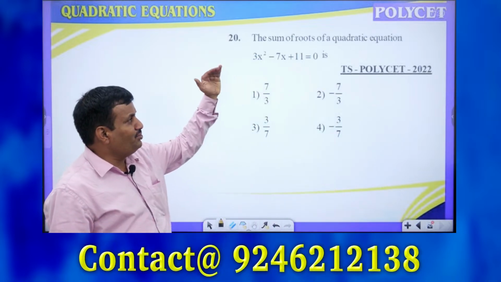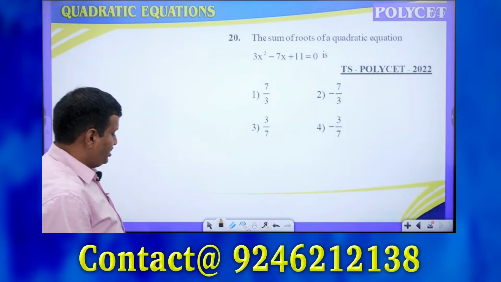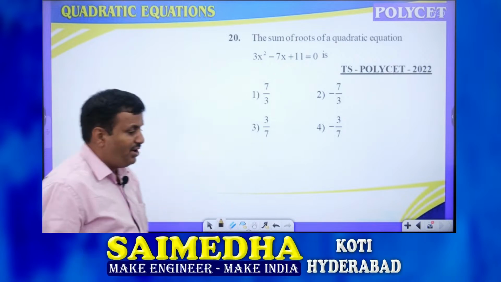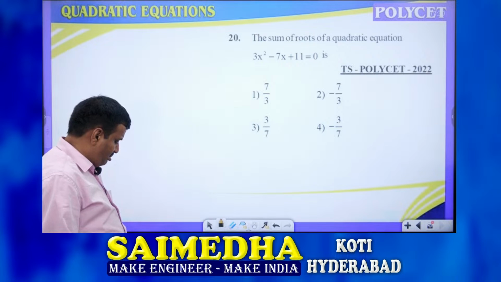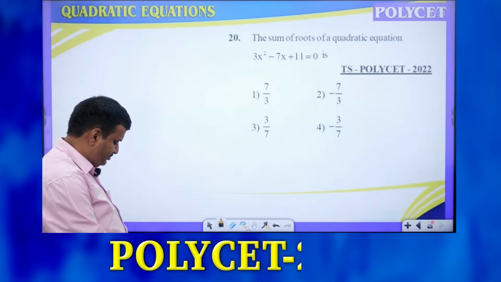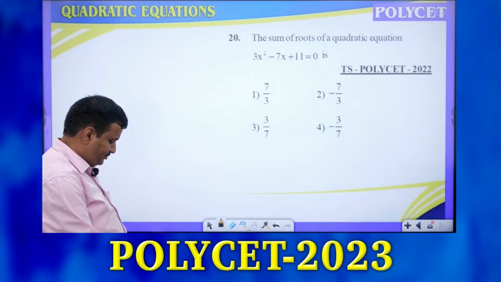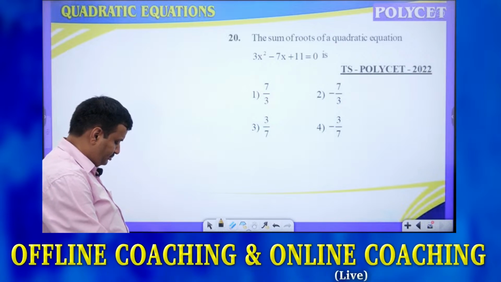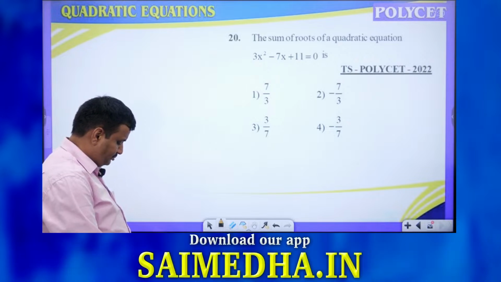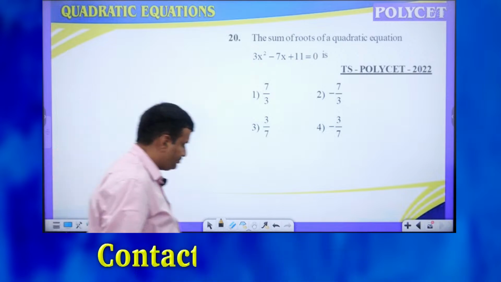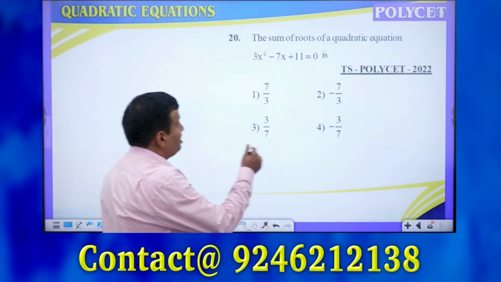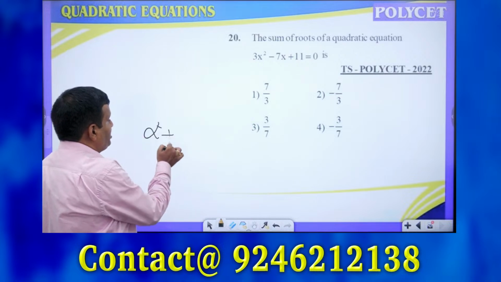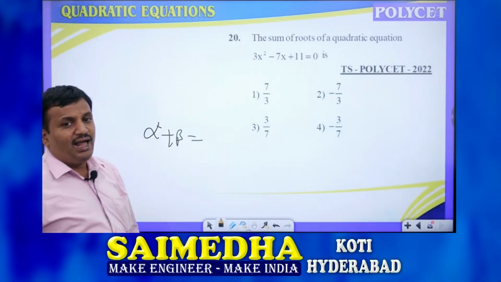The sum of the roots of the quadratic equation. What are the sum of the roots of the quadratic equation? If you observe, what is the formula of the sum of the roots of the quadratic equation? Alpha plus beta.